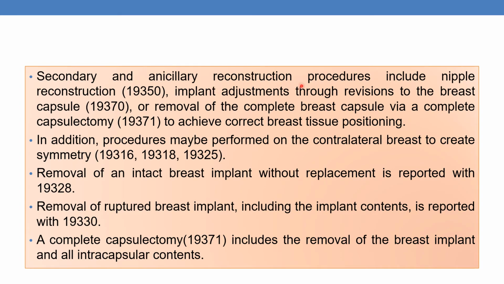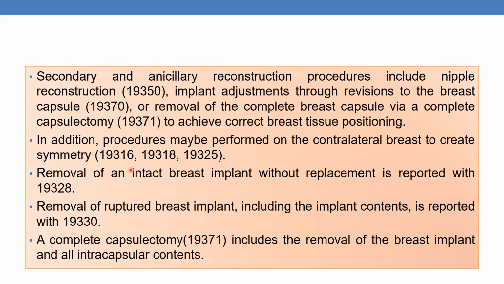Second and ancillary reconstruction procedures include nipple reconstruction, which is given by the code 19350, or implant adjustment through revisions to the breast capsule, which is given by 19370, or removal of the complete breast capsule via a complete capsulectomy, which is given by the code 19371 to achieve correct breast tissue positioning. In addition, procedures may be performed on the contralateral breast to create symmetry, which are given by 19316, 19318 and 19325.